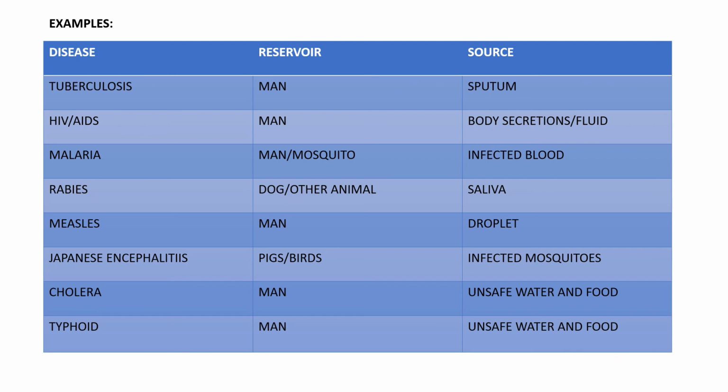If you look at tuberculosis, the reservoir is man, the source is sputum. HIV/AIDS, the reservoir is man again, and the source is body fluids or secretions. In malaria, the reservoir is again man or mosquito, but the source is infected blood. In rabies, the reservoir is dog or other animal, the source is saliva. In measles, the reservoir is man and the source is droplet. In Japanese encephalitis, the reservoir is pigs and birds and the source is infected mosquitoes. Cholera has man as its reservoir and unsafe water and food as its source. And similarly for typhoid.